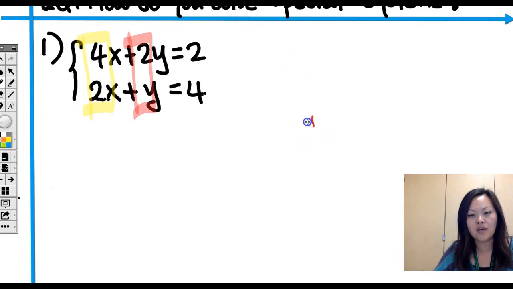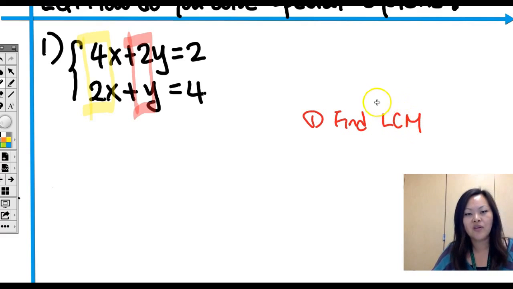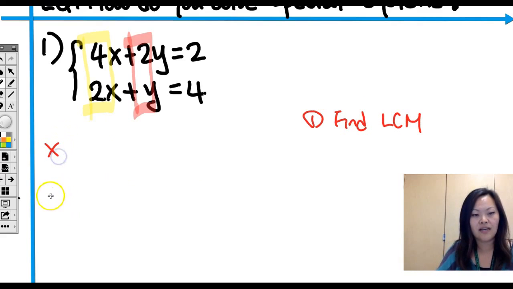So the first step was to find the LCM. Our ultimate goal is to just figure out what you want to eliminate, X or Y, right? So first I wanted you to write X and then the Y. And then right next to the X, you see the coefficients 4 and 2. So you're going to put 4 and 2. And right next to the Y, you see 2 and 1. So that's what you're going to put.